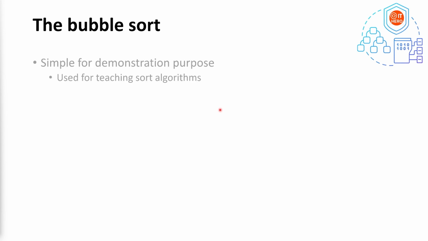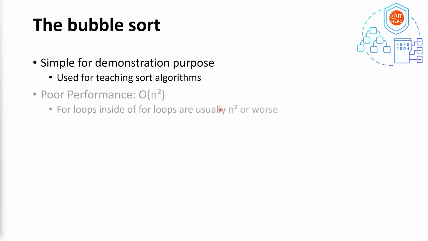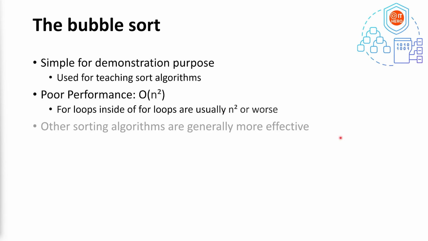Bubble sort is simple for demonstration purposes and is mostly used for teaching sorting algorithms. It has very bad performance because we have two for loops, one inside the other, and this means quadratic time complexity. Other sorting algorithms are more efficient. Let's see how bubble sort works.